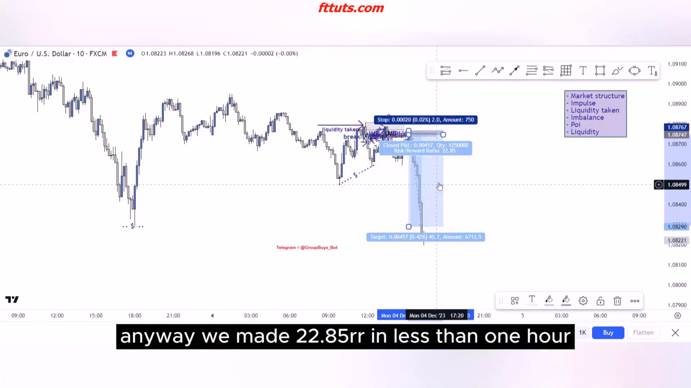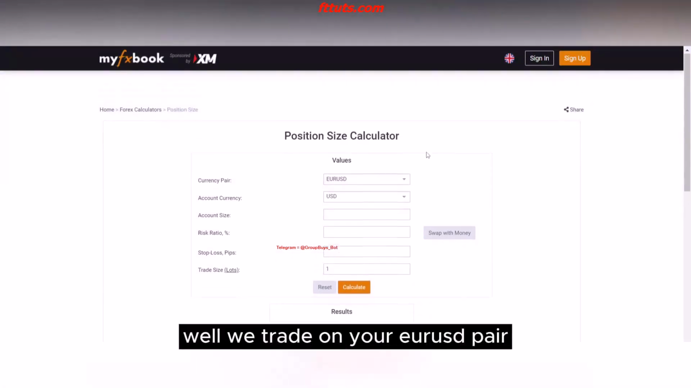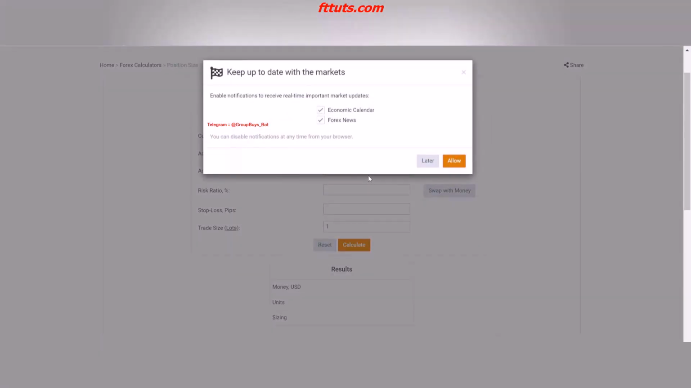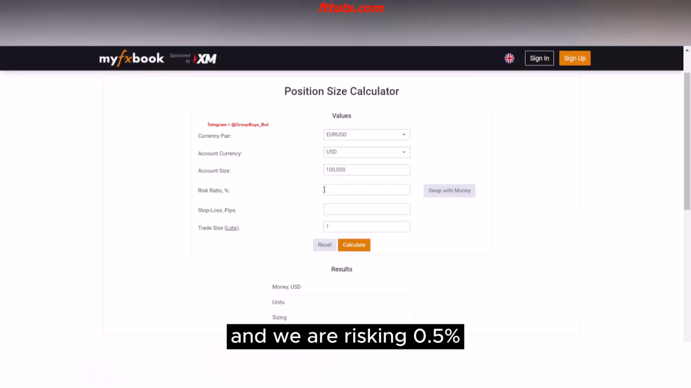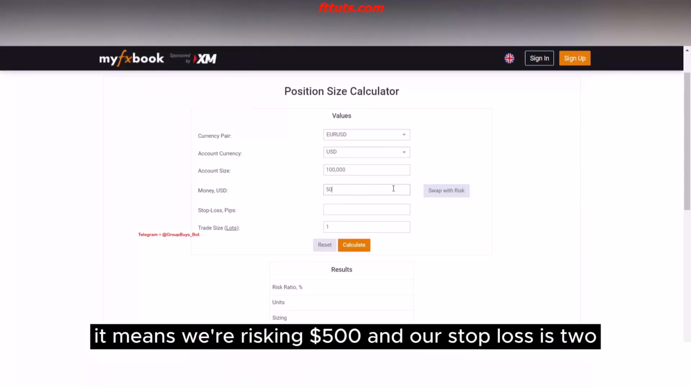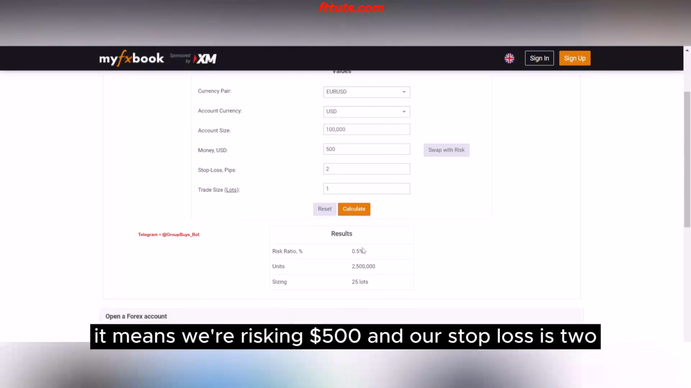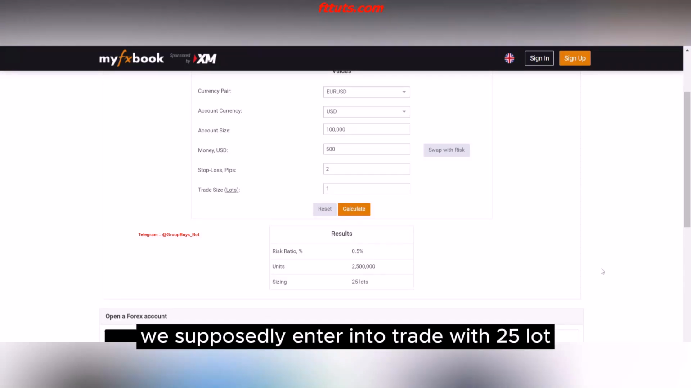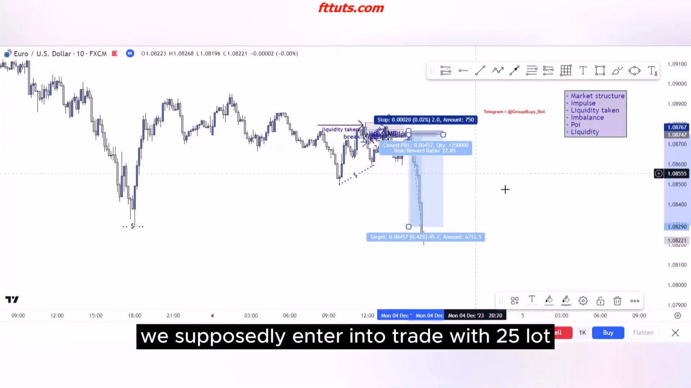Anyway, we made 22.85 R in less than 1 hour. Let's calculate how much we earned in this trade. Well, we trade on EUR/USD pair, and let's say our account size is $100,000, and we are risking 0.5%. It means we're risking $500, and our stop loss is 2. What we got is 25. We supposedly enter into trade with 25 lot.